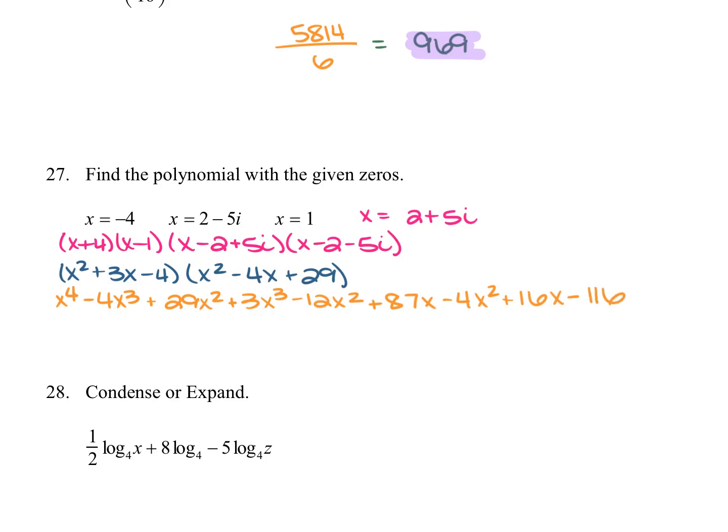We're going to combine our like terms. That x to the 4th drops down. For your cubed powers, you have -4x cubed and 3x cubed, which gives us a -x cubed. Then for our squared, we have 29x squared, -12x squared, and -4x squared, which gives us 13x squared. Then for our power of x, we have 87x and 16x, which gives us 103x, and that -116 drops down.